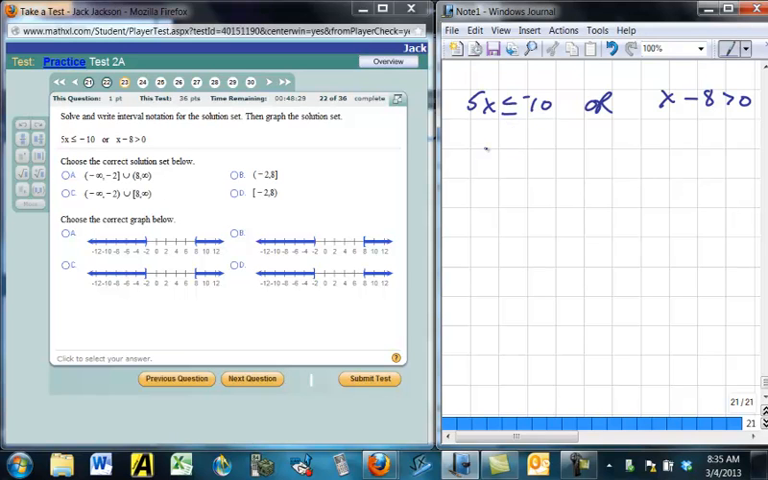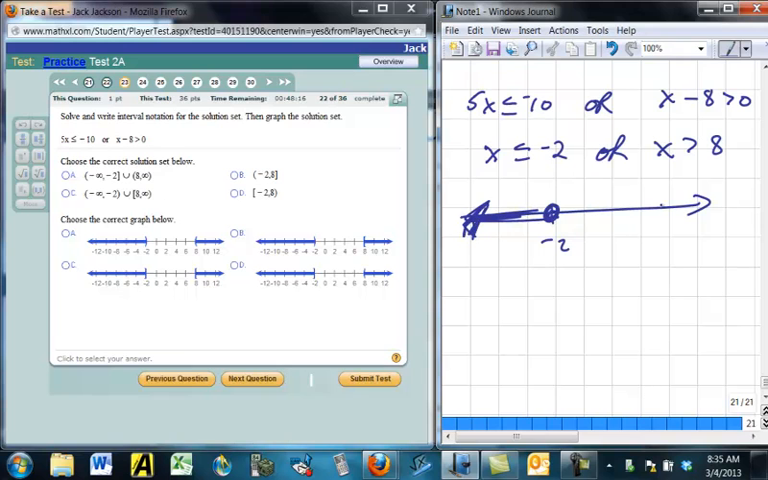So here we're just dividing by 5. We get x is less than or equal to negative 2, or here we're adding 8, x greater than 8. So negative 2, we include that, and to the left. We don't include 8, but we include stuff to the right.